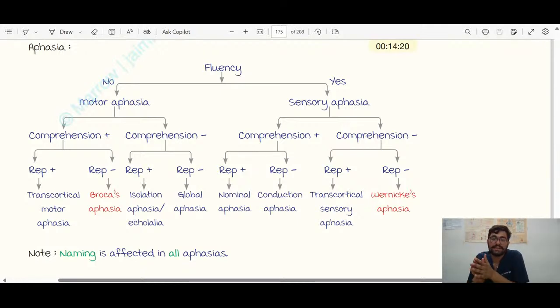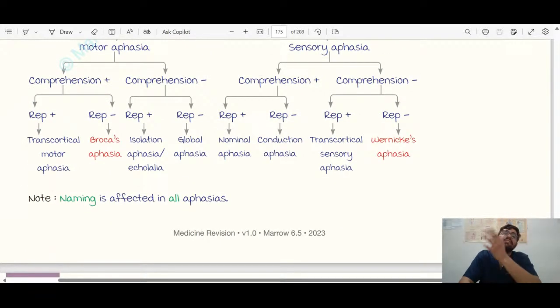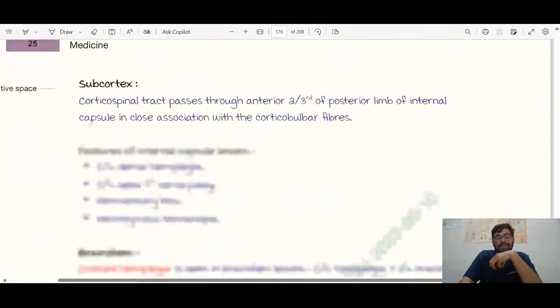Now let us discuss sensory aphasia. Don't worry about understanding yet; first of all, listen to what I want to say. In sensory aphasia, comprehension is either present or absent. If comprehension is present and repetition is normal, it is anomic aphasia. If there is no repetition, it is conduction aphasia. If comprehension is absent and repetition is present, it is transcortical sensory aphasia. And if repetition is absent, it is Wernicke's aphasia. This tabulated form you have to remember very carefully. Note that naming is affected in all aphasias.